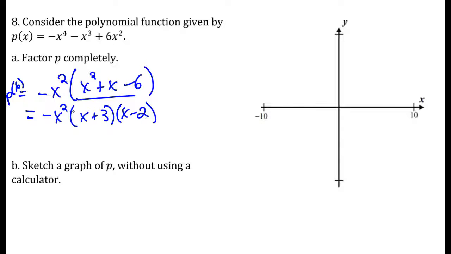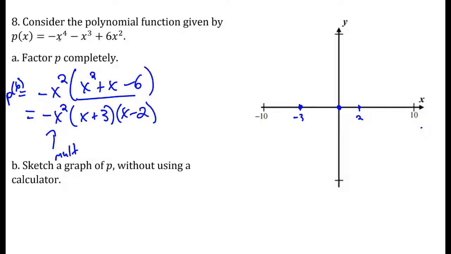Sketch a graph of p without using a calculator. So these factors will tell me the zeros. What are the zeros of this function? There's one at 0. There's one at negative 3. And then there's one at positive 2. The multiplicity of 0 is 2. That has multiplicity 2. So it's going to be tangent to the x-axis. It's going to touch it and then turn around.